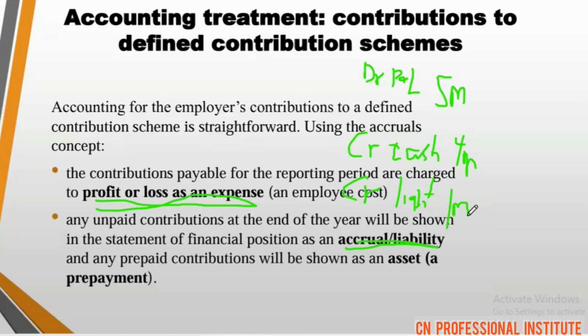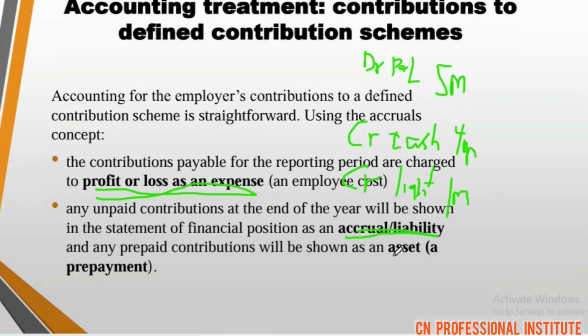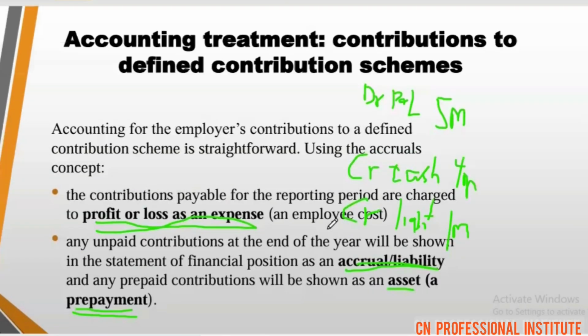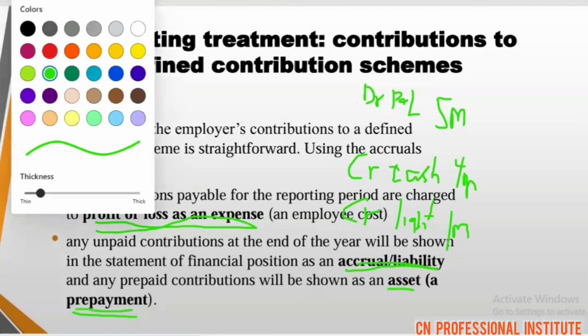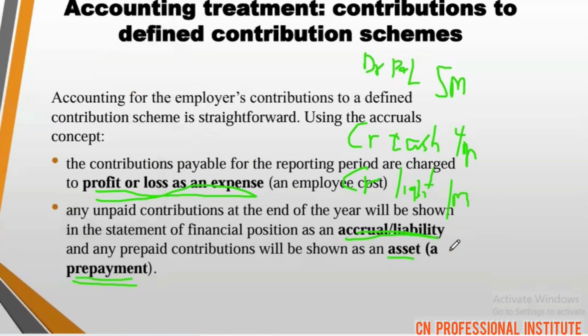They paid all. But if they've not finished paying, then there'll be a liability of what? 1 million. And we're also saying there could also be what we call an asset or prepayment. So with the same example, let's say they are supposed to pay the same 5 million every year.